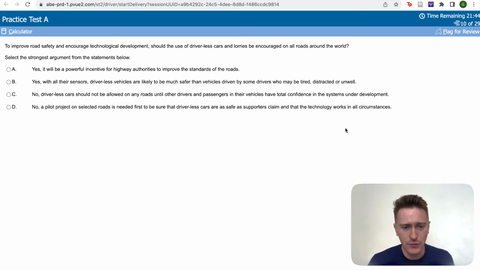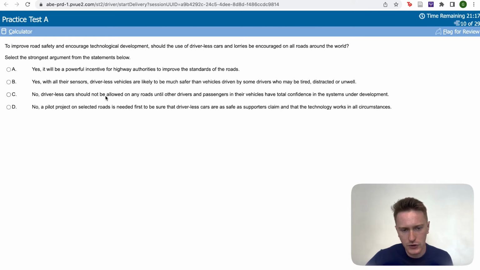Okay, so to improve road safety and encourage technological development, should the use of driverless cars and lorries be encouraged? Now, the key with these ones I've learned is to try and address every single part of the question and not get carried away in the argument. So we're looking for road safety and technological development. Powerful incentive, this is about road safety, doesn't address technology. Will their sensors then like to be safer? Well, it doesn't improve technology, that's fine.